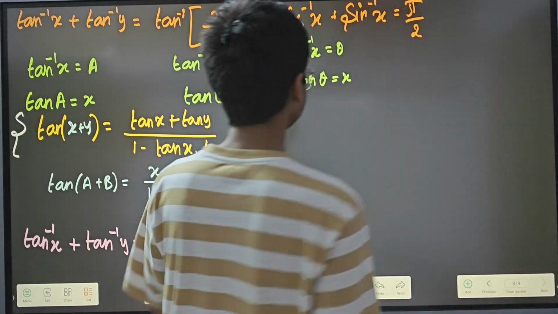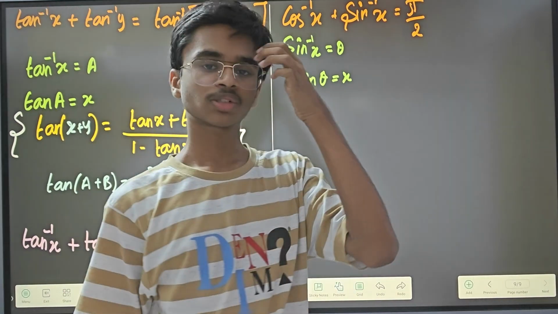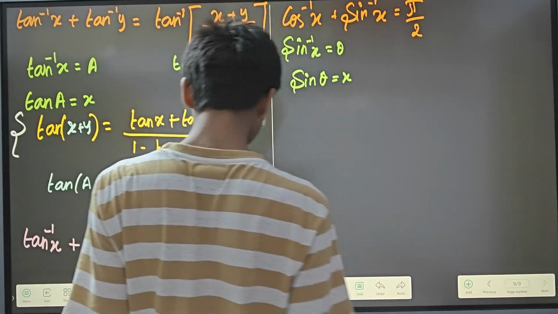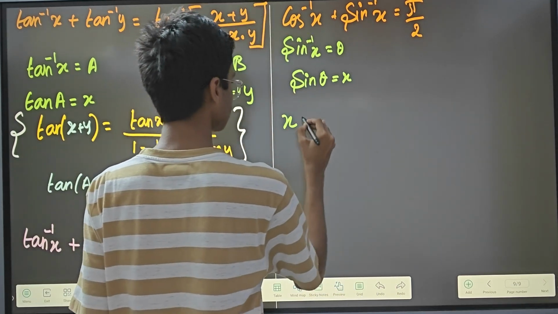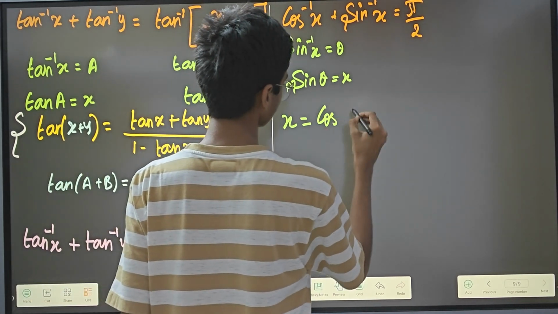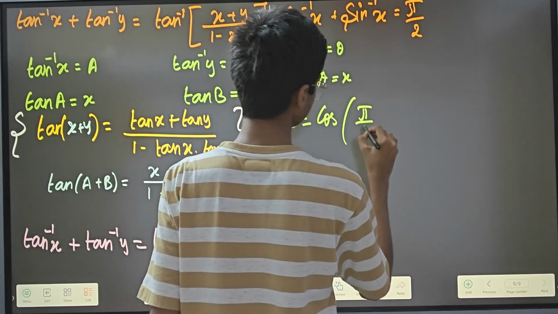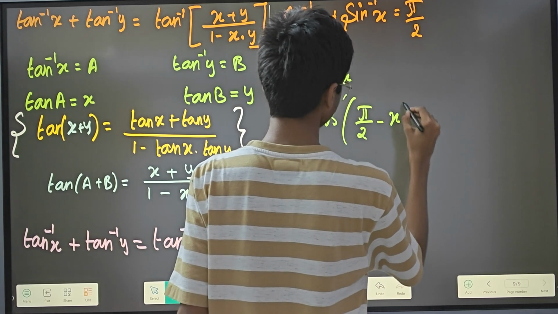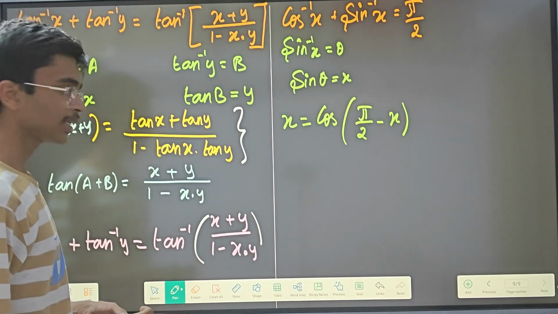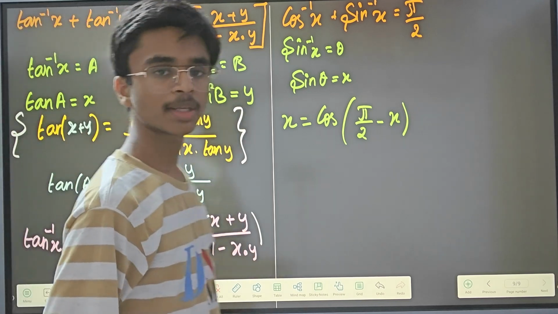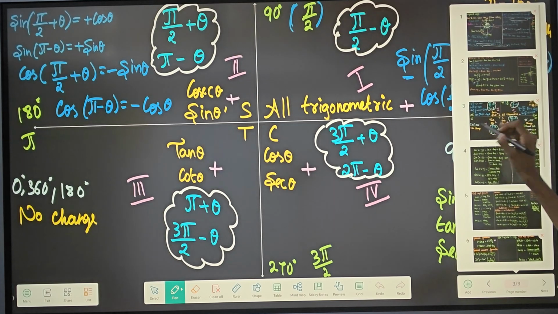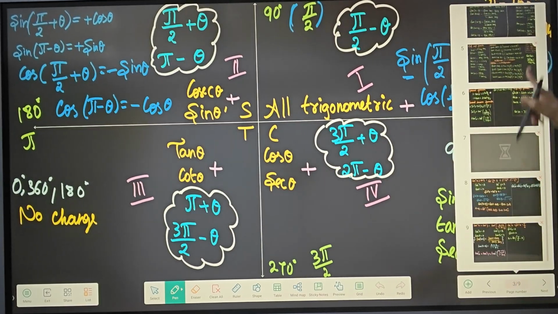Okay, so we can write sine in terms of cos also. How can we write? I already said those conversions, that is x is equal to cos of pi by 2 minus x. If you are writing like this, then you will be getting this: x is equal to cos pi by 2 minus x. Here I have even explained all those conversions.